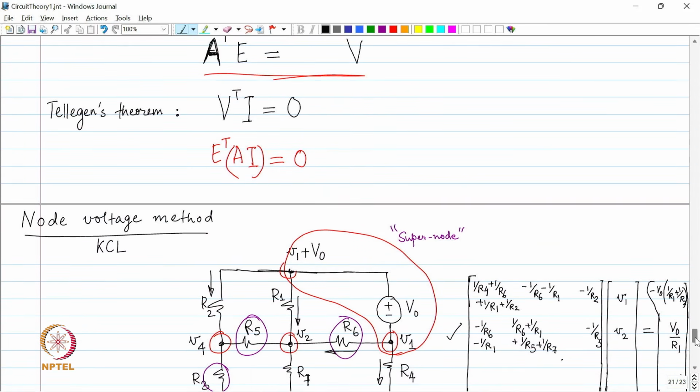Tellegen's theorem basically said that V transpose times I is equal to 0. In other words, the dot product of the voltage vector and the current vector is equal to 0. In other words, the voltage and current vectors are orthogonal to each other, at 90 degrees with respect to each other. Fine. This is something that we proved in the previous class.